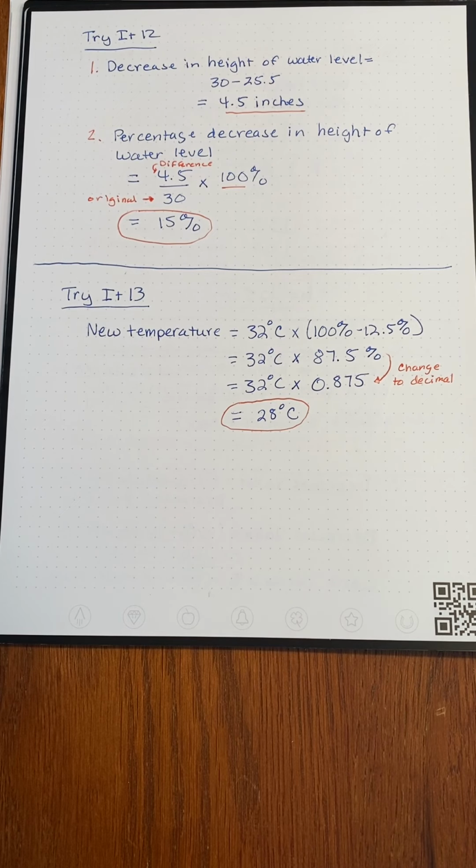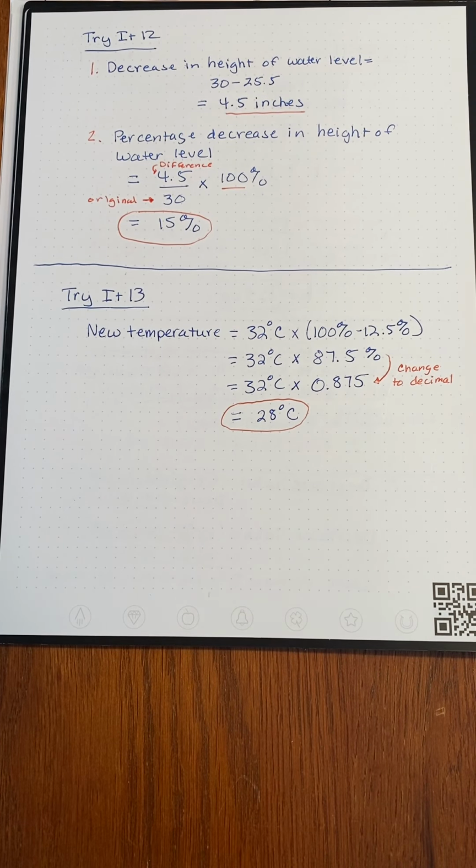Okay, moving on to Triad 13. The air temperature of a town was 32 degrees centigrade. It decreased by 12.5% after a heavy rain. What was the new temperature? Okay, so it's got to be lower than 32. I just got to keep that in mind because if it goes higher, I did something wrong.